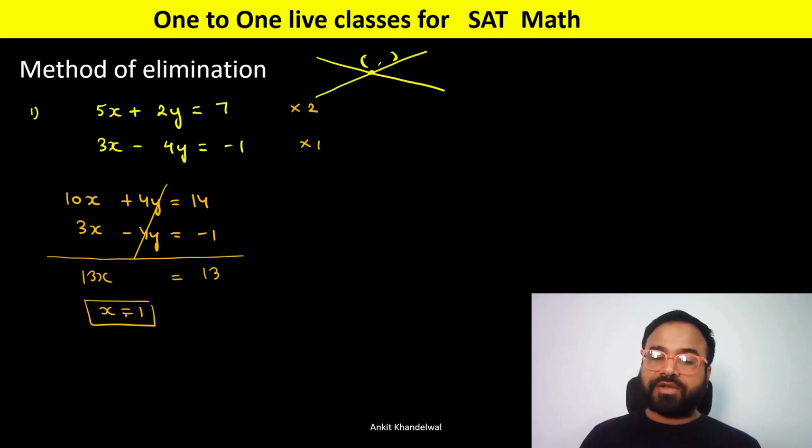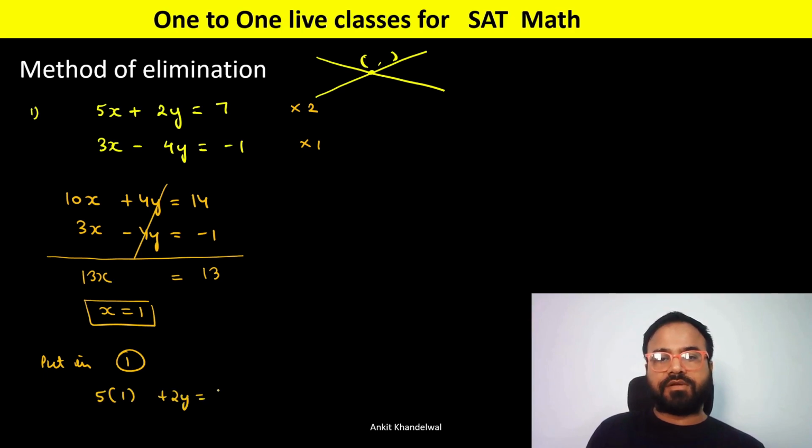So now you can put this value of x in equation number 1. So this is the first equation. You can put it in anywhere, either in the first one or in the second one. So if I put it in the first equation, 5 times 1 plus 2y equals 7. So 2y equals 7 minus 5, which is 2. So y is equal to 1 for this.